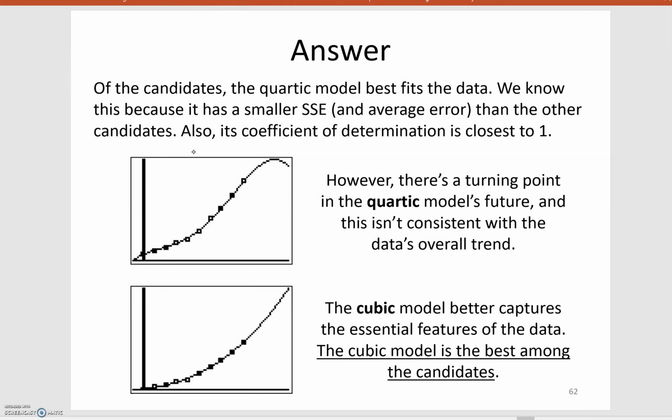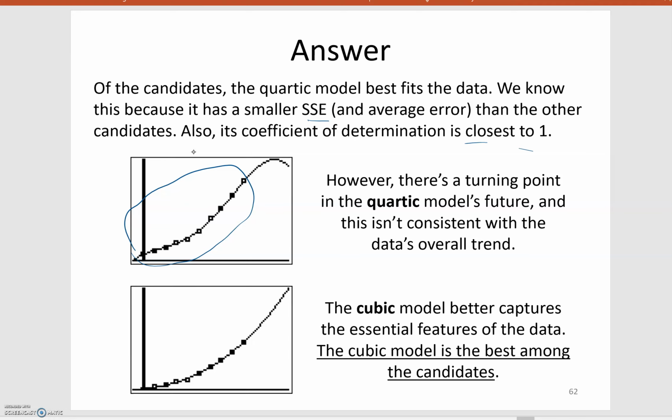Now let's dig a little deeper into this. So as I said, the quartic model best fits the data. We know it has the smallest SSE and average error, and it has the coefficient of determination that's closest to 1. But here's the problem. So over this data set, over the given 1900 to 1990 data set, it's a very good fit.